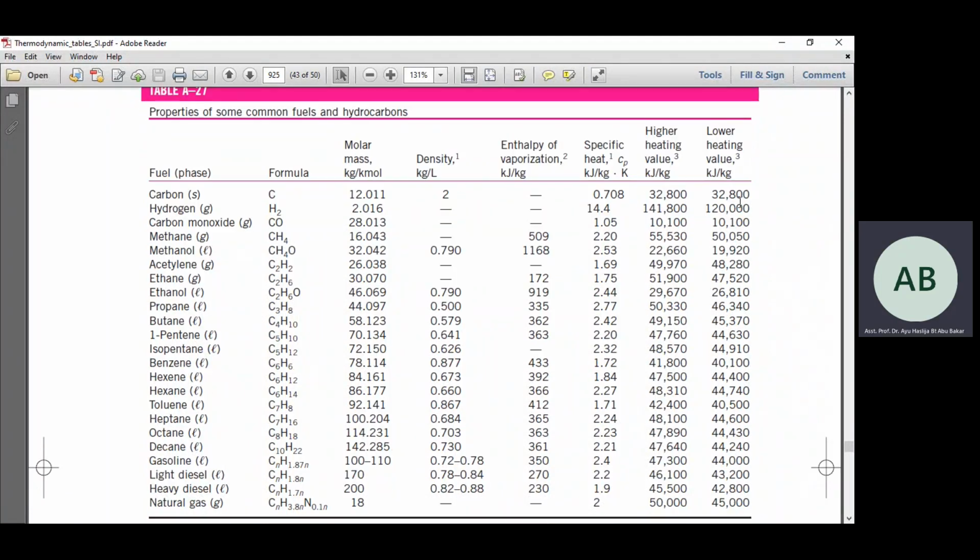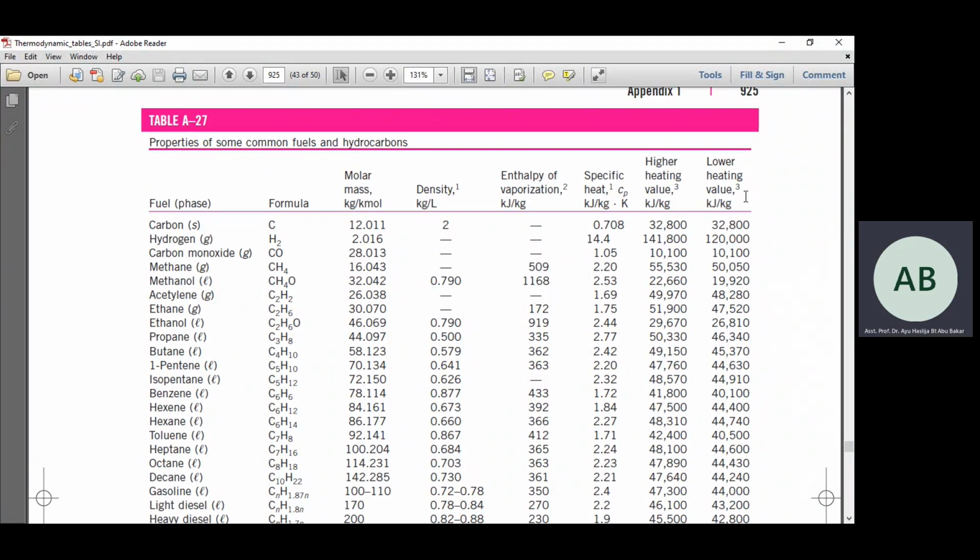Okay, this is what I meant just now. From the properties table, you can also extract the LHV and HHV. But here the unit is in kilojoule per kg. Okay, A27. So let's say your liquid fuel is propane. So LHV is this value with the unit kilojoule per kg. Okay.